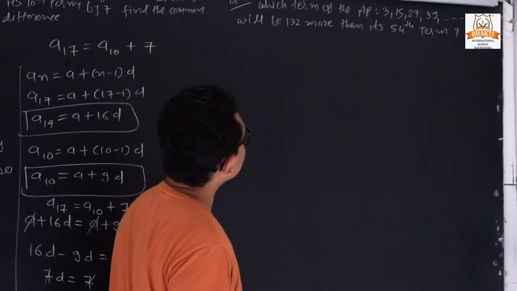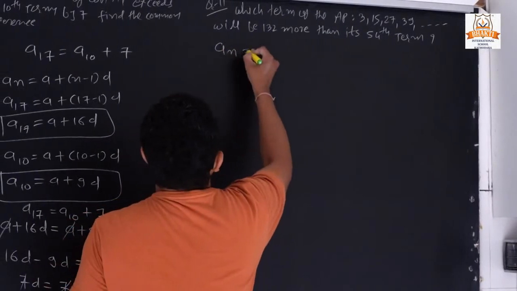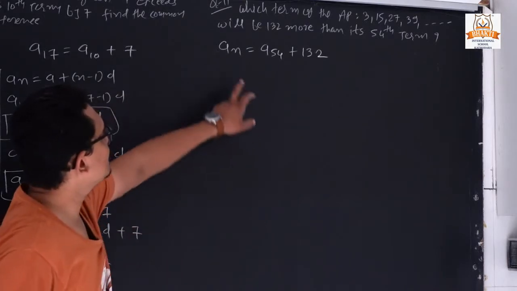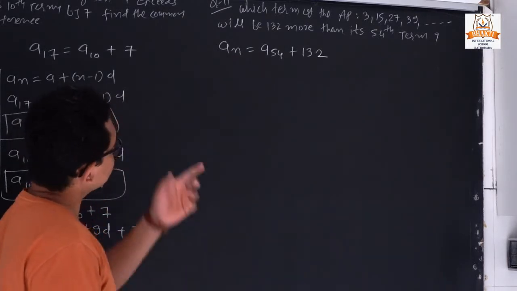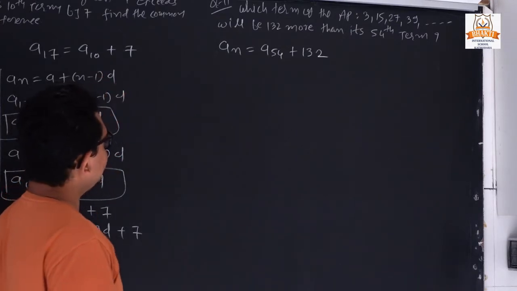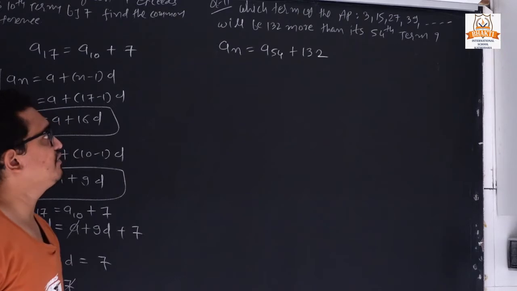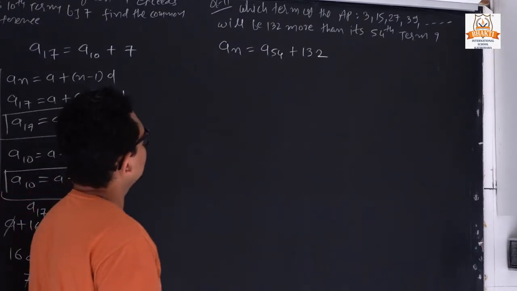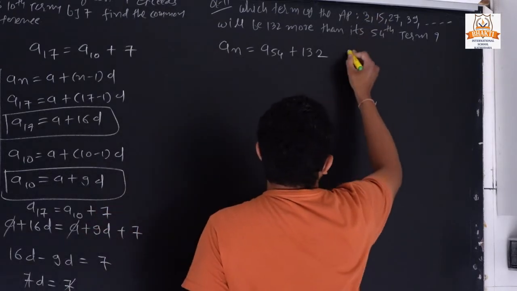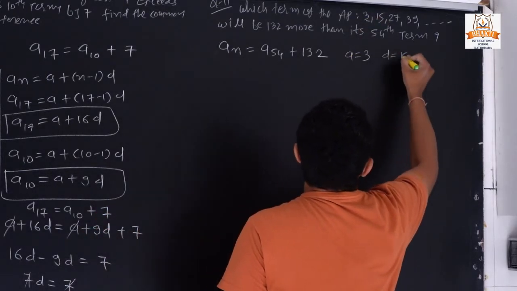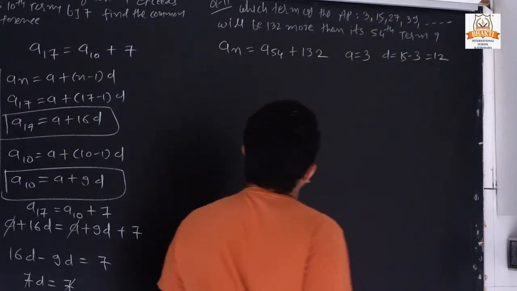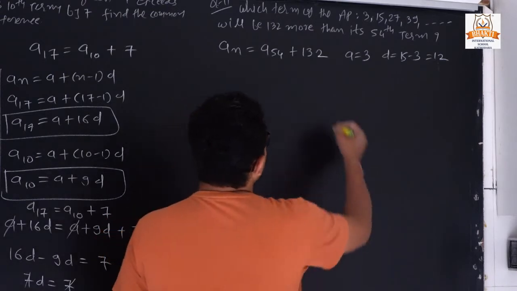Now question 11. Which term of the arithmetic progression will be 132 more than its 54th term? So their condition is like that, A54 plus 132. Clear? So we want to find out that term. The series is given. So first of all, from the series a is equal to 3 and the difference is 15 minus 3, second term minus first term, so it is 12.